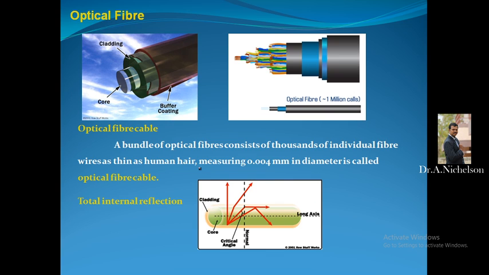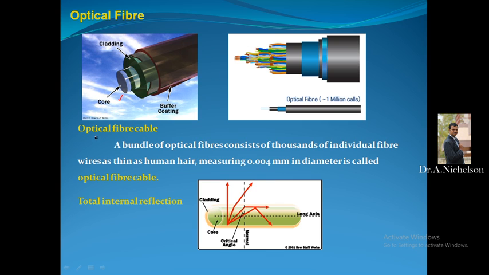Okay, so here, as I said, this is the diagram of a single optical fiber. So in a single optical fiber there is a core, and you have a cladding that is over this core. This is the buffer coating or the protective layer. So generally this optical fiber is made up of glass or plastic. Glass or plastic, they make it.